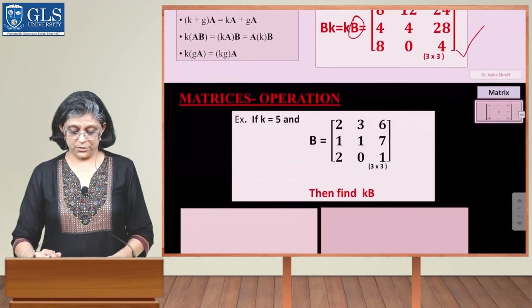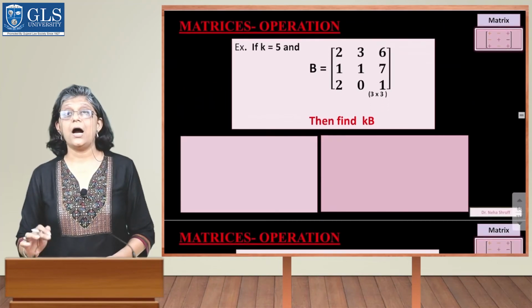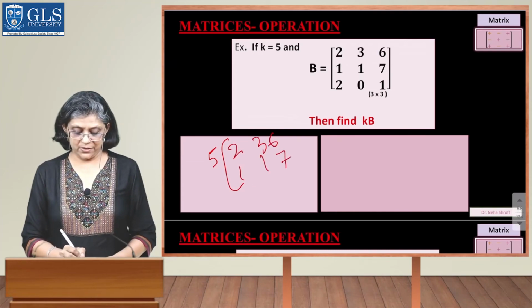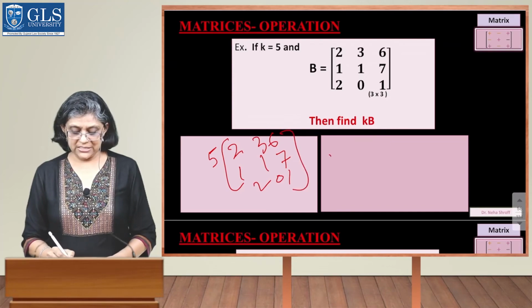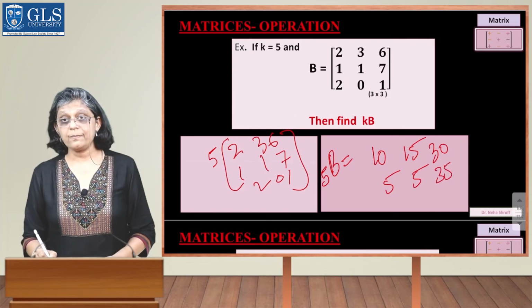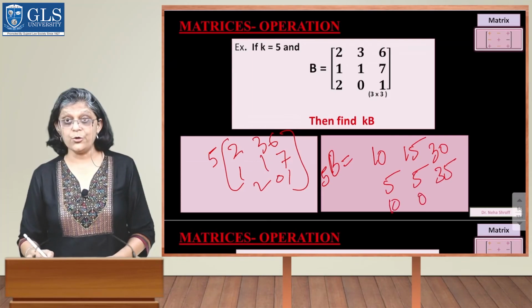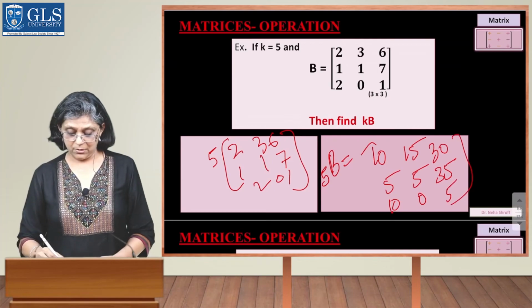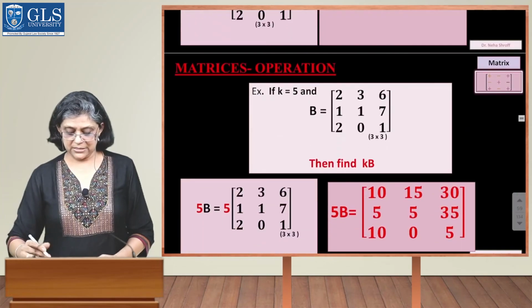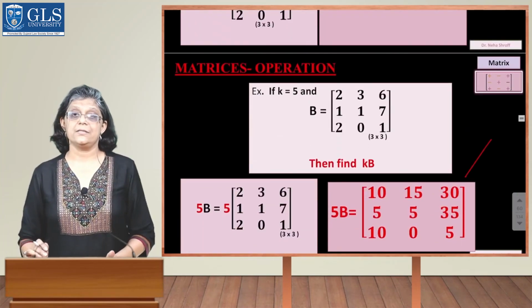So probably students, you have understood how I multiply. That is 5 into this thing. So 5 into 2, 3, 6, 1, 1, 7, 2, 0, 1. And the answer of my matrix, that will turn to 5k, that is equal to 10, 15, 30, 5, 5, 35, 10, 0. Are you faster or am I faster? Let me check. Oh, I have done it. I think you have also done it. So this is the case, and this gives my final answer.